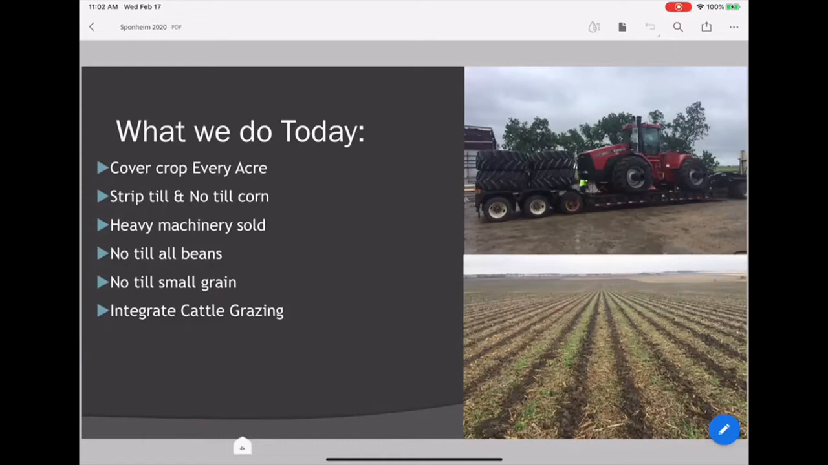So I said we no-till all the beans, the small grain, and I talked a little bit about the cattle grazing. I can get into that later too.